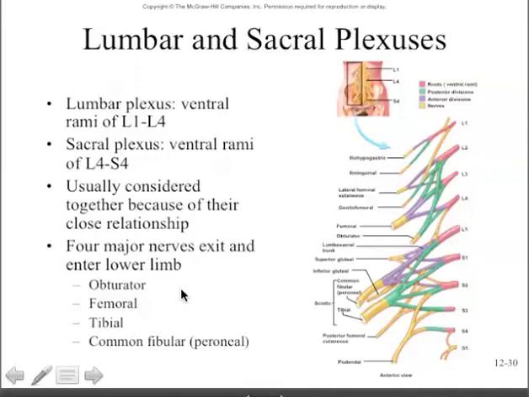Now, if you want to wonder where these nerves are located, if you think about it, again, the names will tell you a lot. The obturator nerve is going to run near the obturator foramen, which is in the anterior aspect of the os coxae. The femoral nerve is going to run near the femur. The tibial nerve near the tibia, and the common fibular nerve obviously is going to run near the fibula.